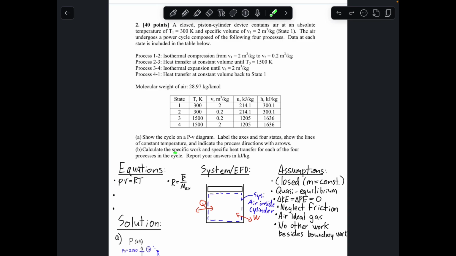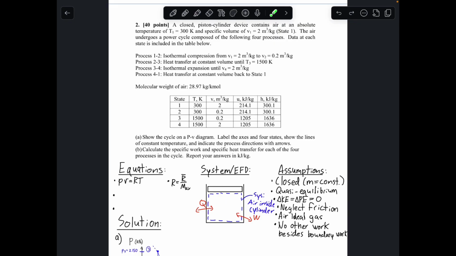Well, for specific work, we need to remember that we made the assumption that there's no other work happening besides boundary work in this problem. So we don't have any external work input from any shafts or springs. The only work we have to worry about is the work due to the change in volume from the piston moving down and compressing the gas, and then the gas expanding and moving the piston back up. And that boundary work, we know how to solve for it. That's our PDV work that we have in our equation sheet.